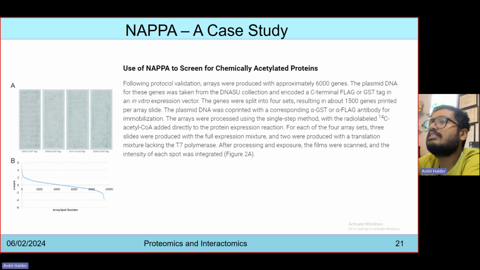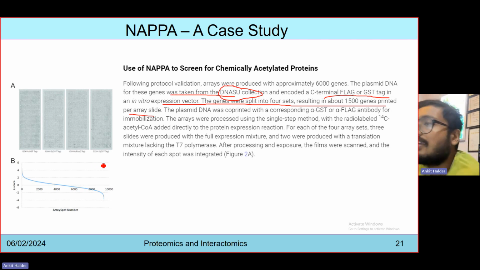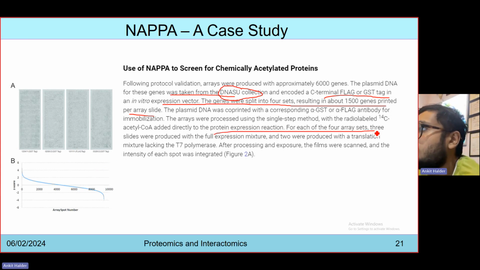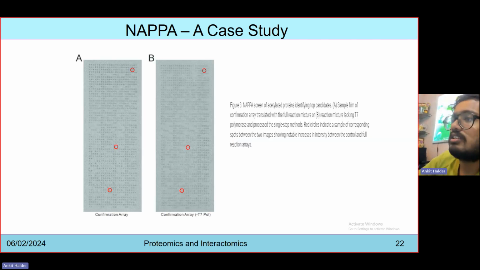Now, these arrays were produced with approximately 6,000 genes. The plasmid DNA for this is from the DNASU collection center. As we mentioned, Professor LaBaer made this collection, which encoded a C-terminal flag or GST tag, and in vitro the genes were split, resulting in about 1,500 genes per array slide. With the GST tag and the flag tag, the arrays were processed with radiolabeled detection and protein expression. Some were produced with a translation mixture lacking the T7 polymerase, and some with it.